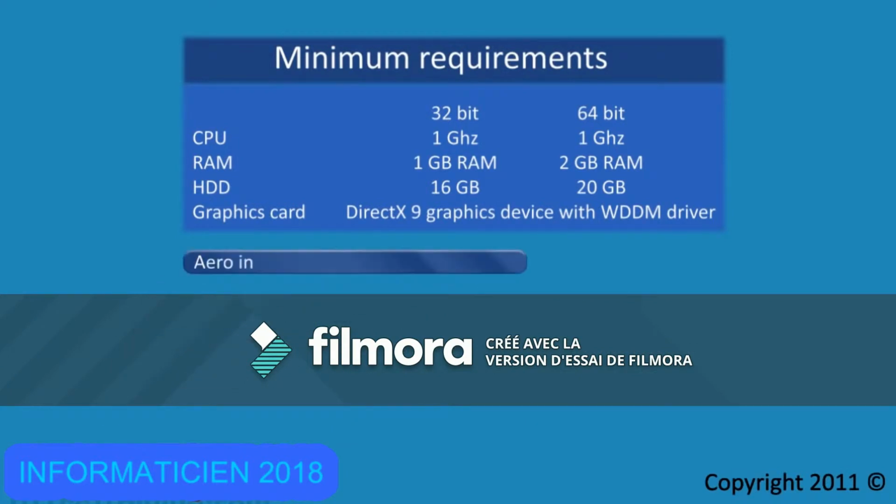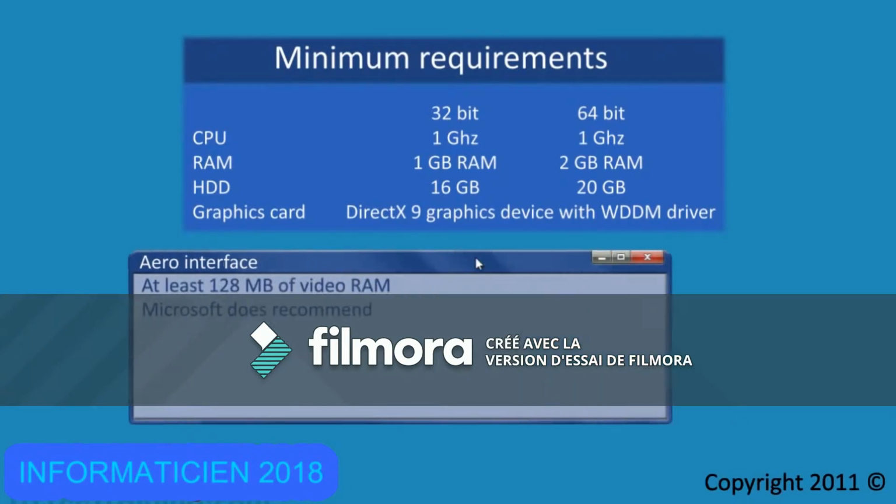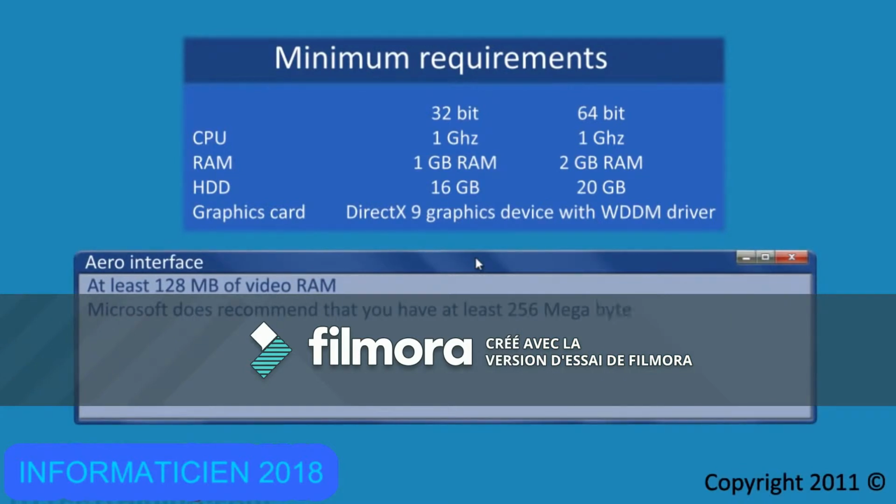To run the Aero interface, the Windows Glass effect, you need at least 128 megabytes of video RAM. Microsoft does, however, recommend that you have at least 256 megabytes of RAM on your video card. In the real world, the amount of video RAM you need is determined by what resolution you are running. If you are running 2 monitors off of the one PC, you will need to double the amount of video RAM. For Aero to run, your video card must also support 32-bit color and Pixel Shader 2.0.